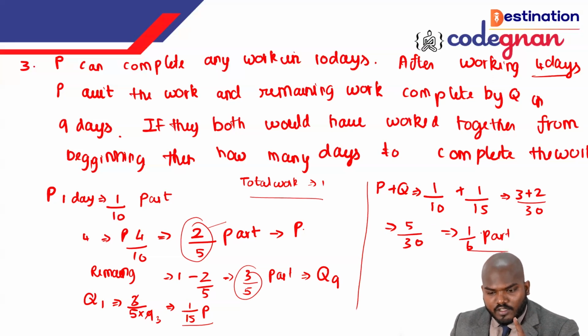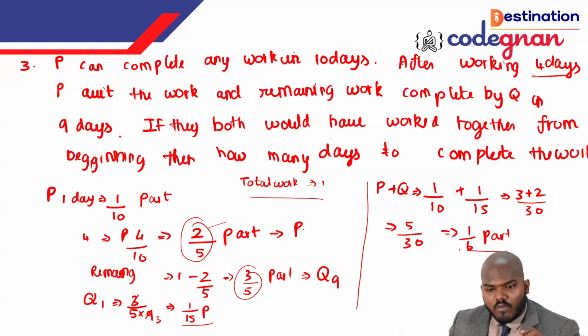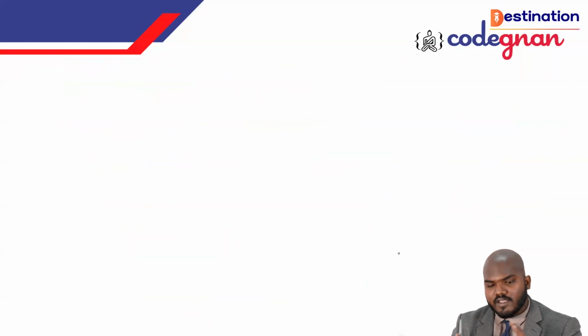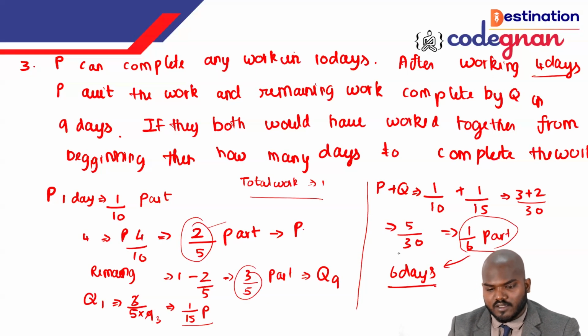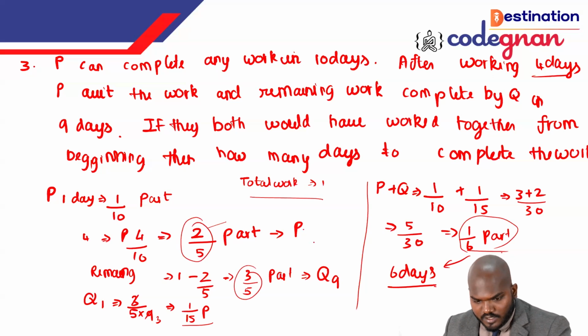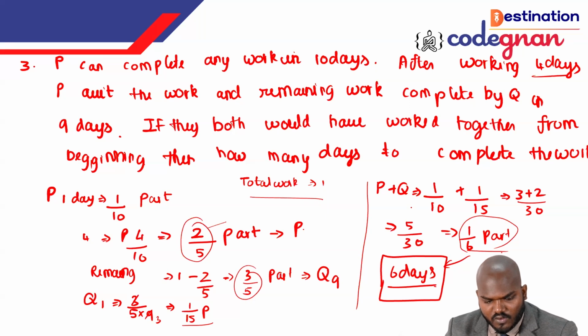But remember that we are finding the part only, and the question they are asking is how many days are required. So if you want to convert the part to days, 1 by 6 is the part, and you can call it 6 days directly in this answer. So the answer is 6 days, which is the correct answer with respect to the question. We'll move to the next category of question.